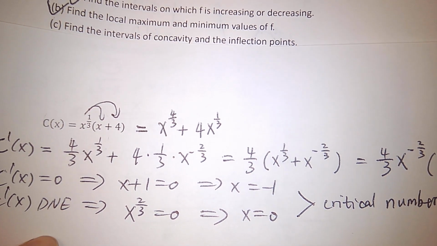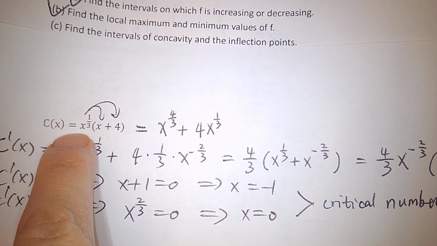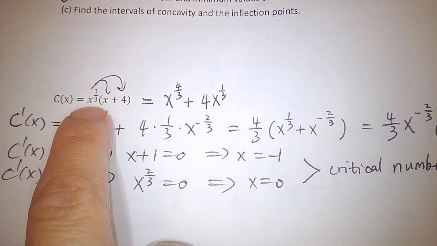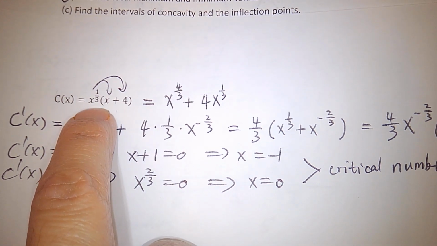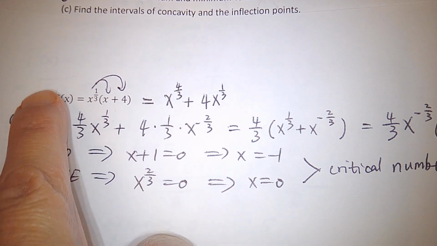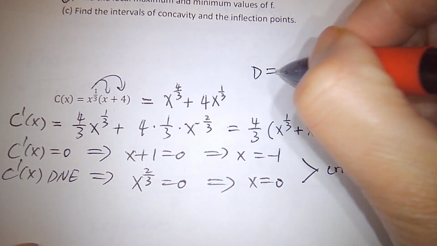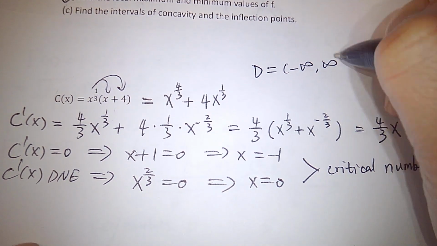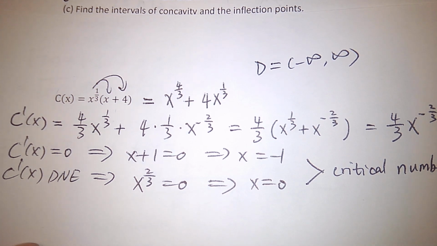So these two are our critical numbers, and we have to check whether we are in the domain of our function or not. What is the domain for our original function? X to the 1/3. It's not restricted. How about x plus 4? Not restricted. So what is the domain for the original function? All real numbers. Yes, you're right. Domain: all real numbers. There's no restriction for x. Means x could be all real numbers.